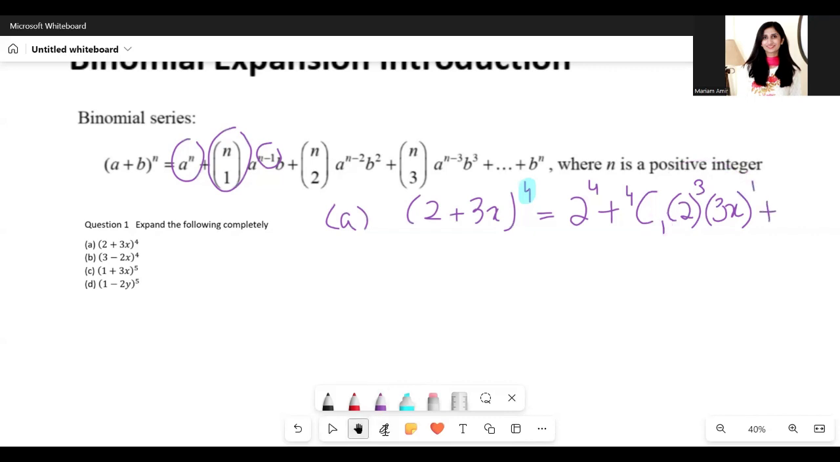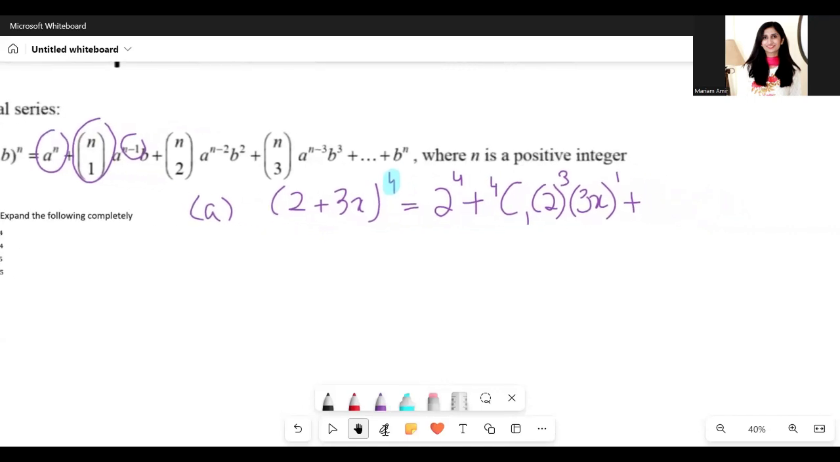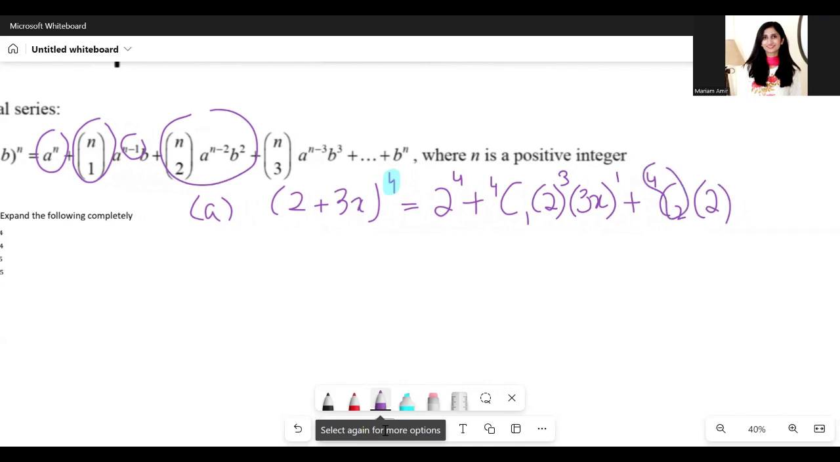Plus, for the next term, it's nC2. So we're going to write 4C2 times the first term. Now we're following this: 2 power n minus 2, which is going to be 4 minus 2 in this case. So 4 minus 2, which is going to be 2. Then the second term, 3x, and this becomes its power 2. Then 4C3, and so on.